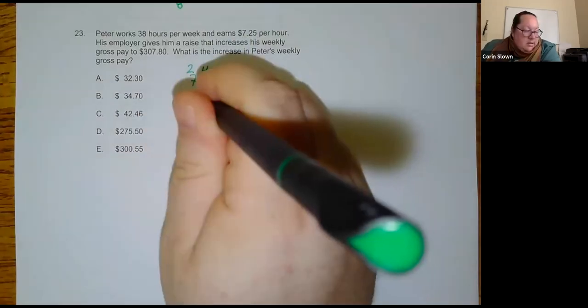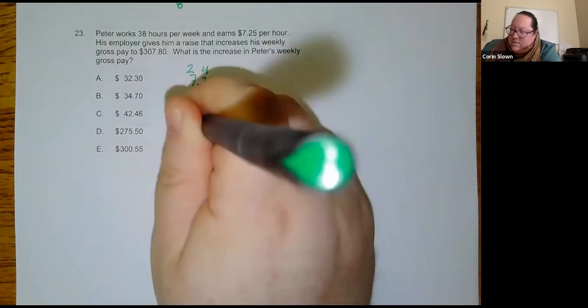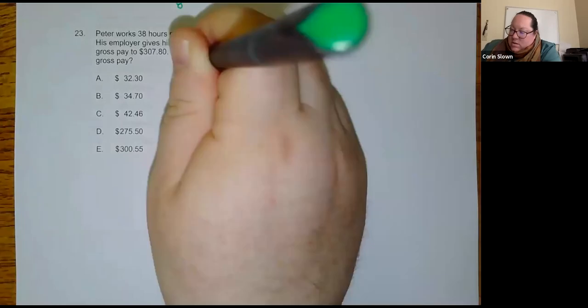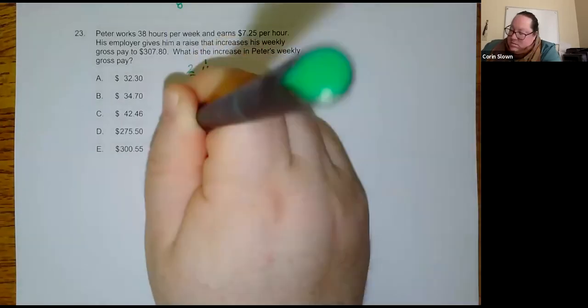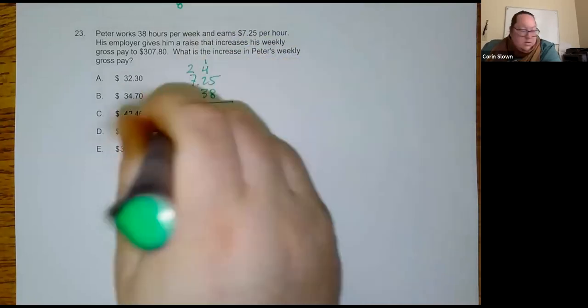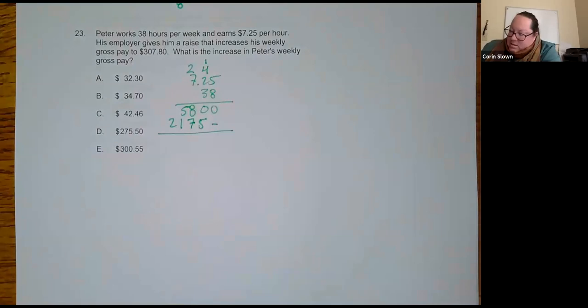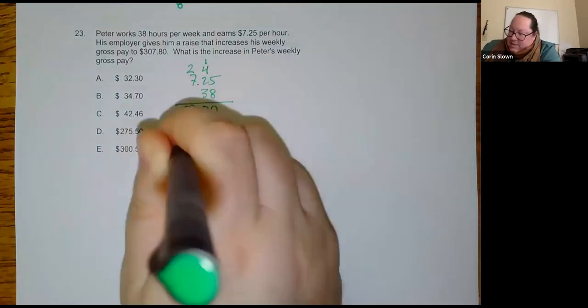And then, right, I have my placeholder for my tens, so 5, carry the 1. 2 times 3 is 6, plus 1 is 7. And 3 times 7 is 21. So if I add that up, I get 275.50.